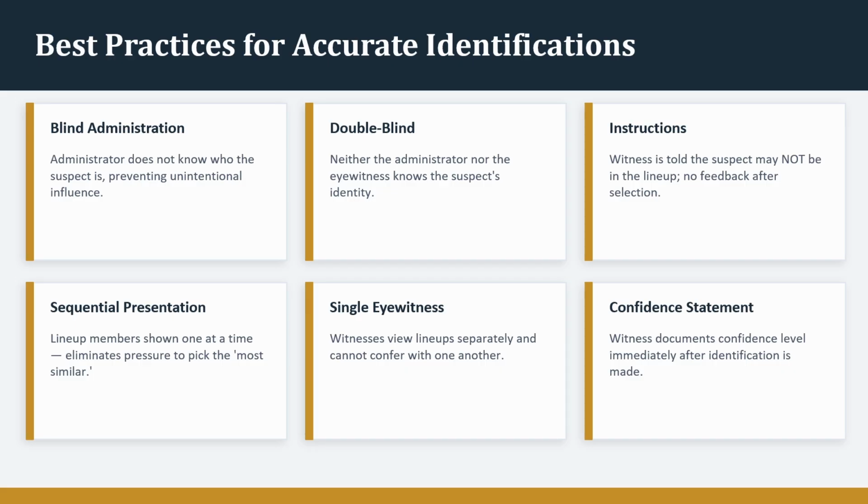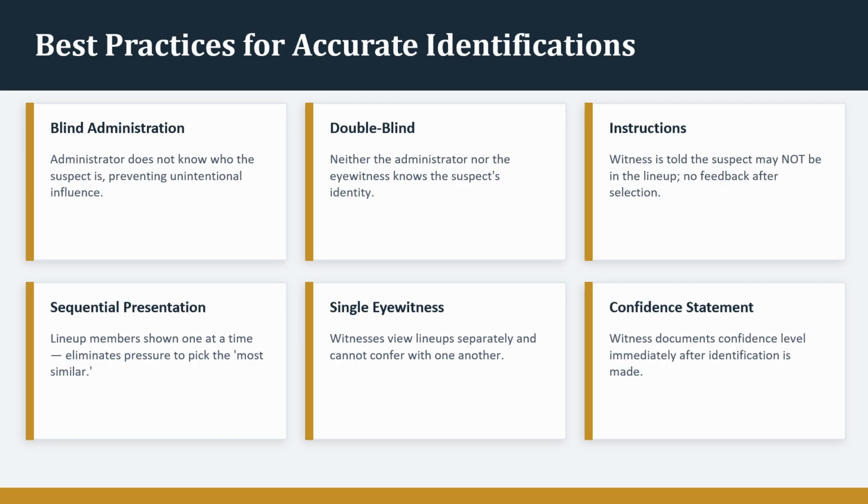The officer who administers the lineup or photo array should not know which person in the lineup is the suspect. This prevents the administrator from unintentionally or intentionally signaling the correct choice to the witness through tone of voice, body language, or other cues. Even a well-meaning officer who is confident they have the right person can telegraph that confidence to a witness in ways neither party may even be aware of.